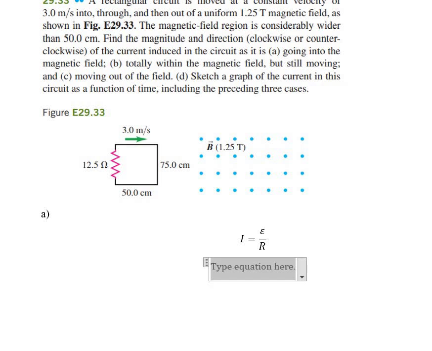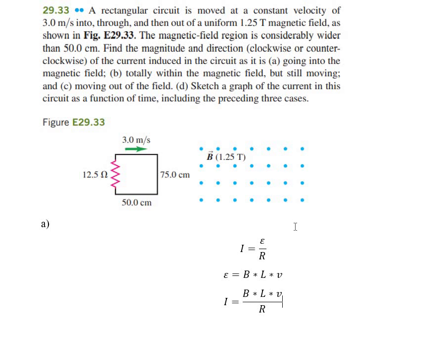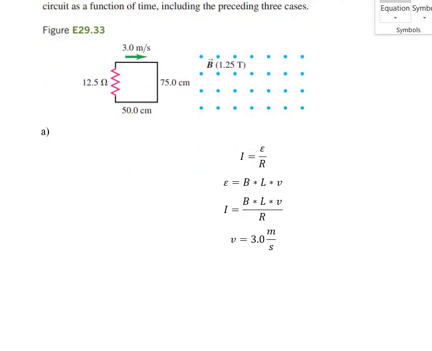And in this formula, EMF equals B multiplied by L multiplied by V. Therefore, we can define current as B multiplied by L multiplied by V over R. So in this problem, we do have already some information as V, which equals 3.0 meters per second. And we also have B, which is 1.25 T.